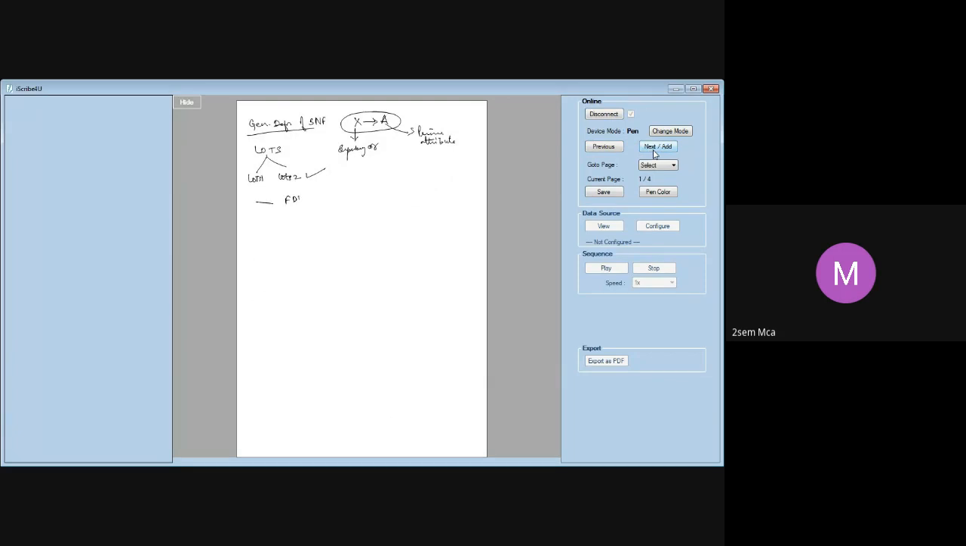Look at FD4. What does FD4 say? Area determines price. Does it follow the general definition of third normal form? What does the general definition of third normal form state? Either X should be a primary key, super key, or A should be a prime attribute. Look at here. Area determines price.